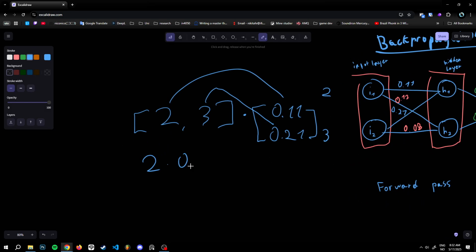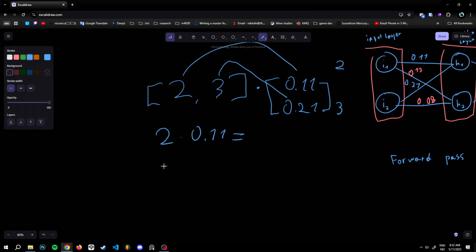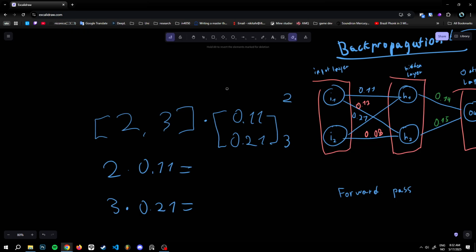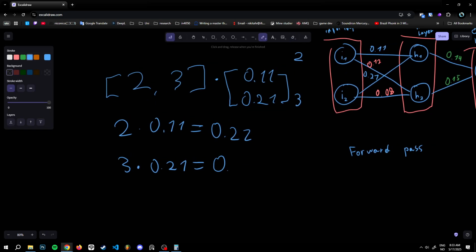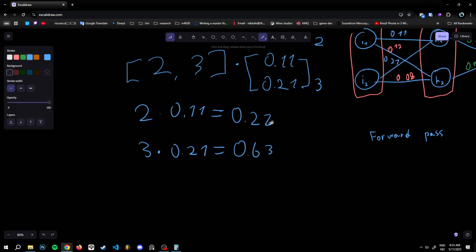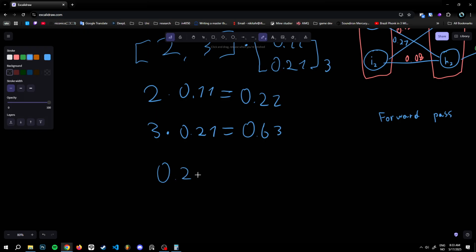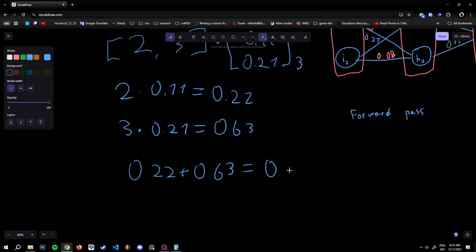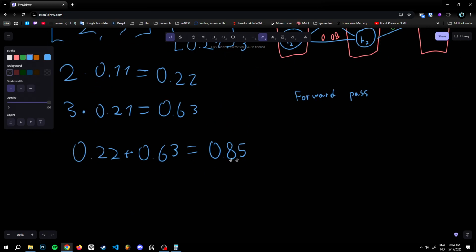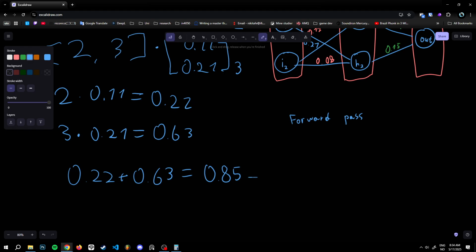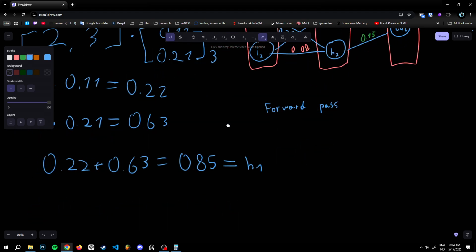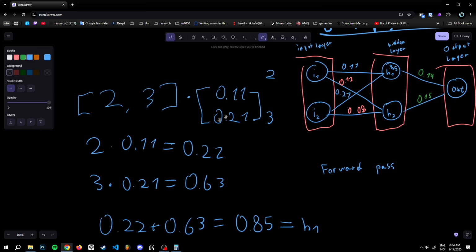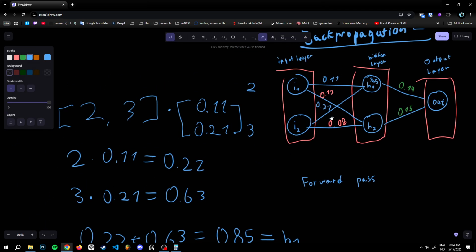So what is actually happening here is that we do 2 times 0.11 and see what it equals, and then we do 3 times 0.21, which is going to equal, right? 2 times 0.11 is 0.22. 3 times 0.21 is 0.63. Now we take both of these results and we add them together. So 0.22 plus 0.63, we're gonna get 0.85. And 0.85 is actually gonna be our H1. So we just calculated the sum for H1, which is going to be 0.85. Boom. And now what you might be guessing, we need to do the same thing for H2, right?